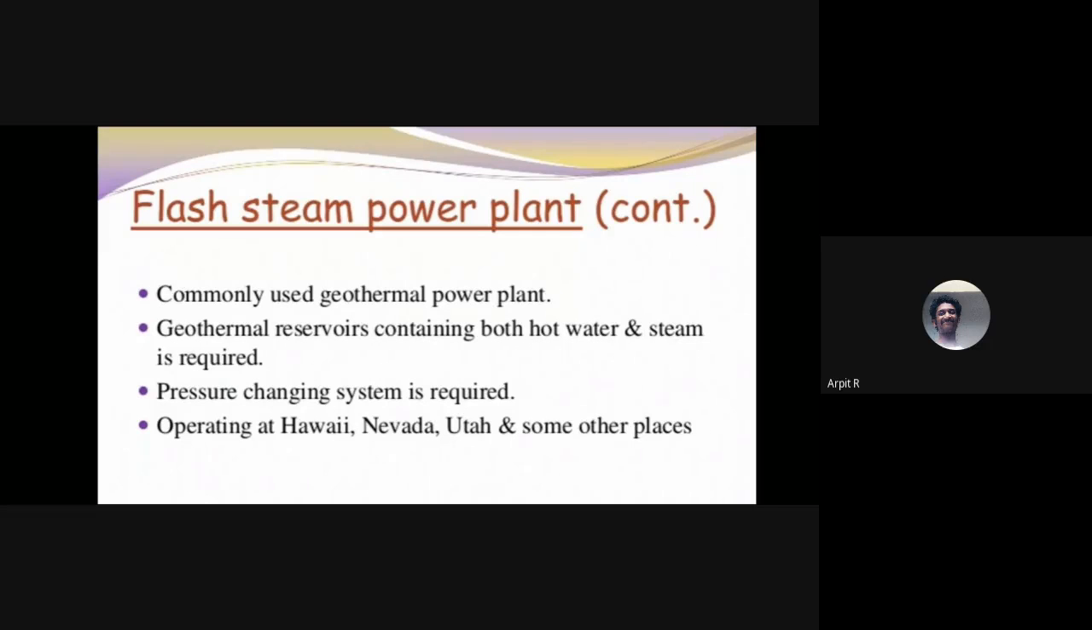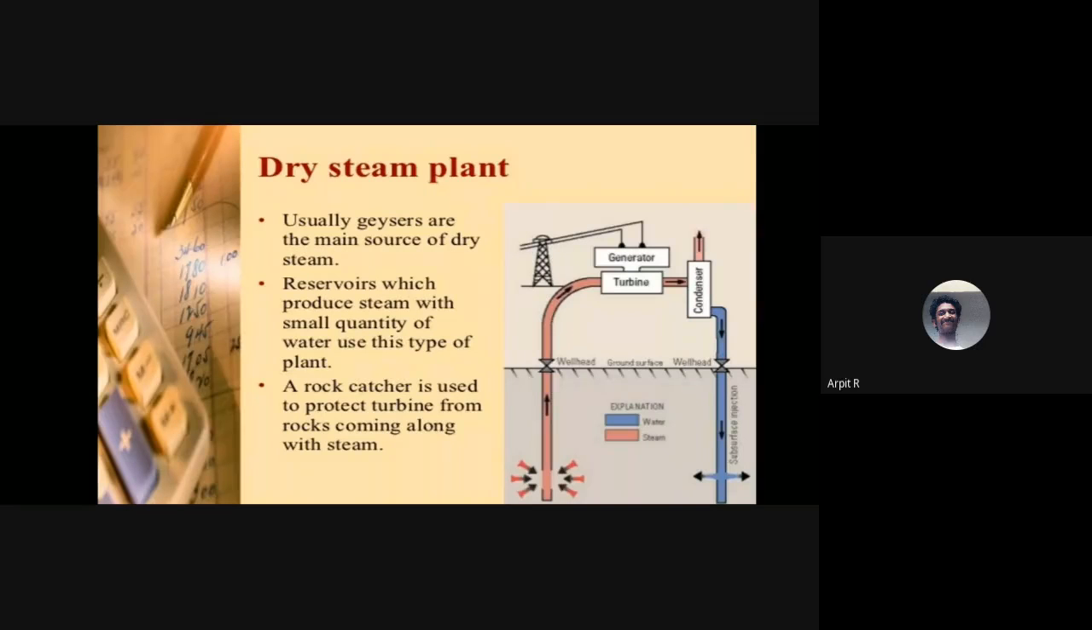Geothermal reservoirs containing both hot water and steam are required. A pressure changing system is required. It is operating in Hawaii, Nevada, Utah, and some other places. Then the second one, dry steam plant.